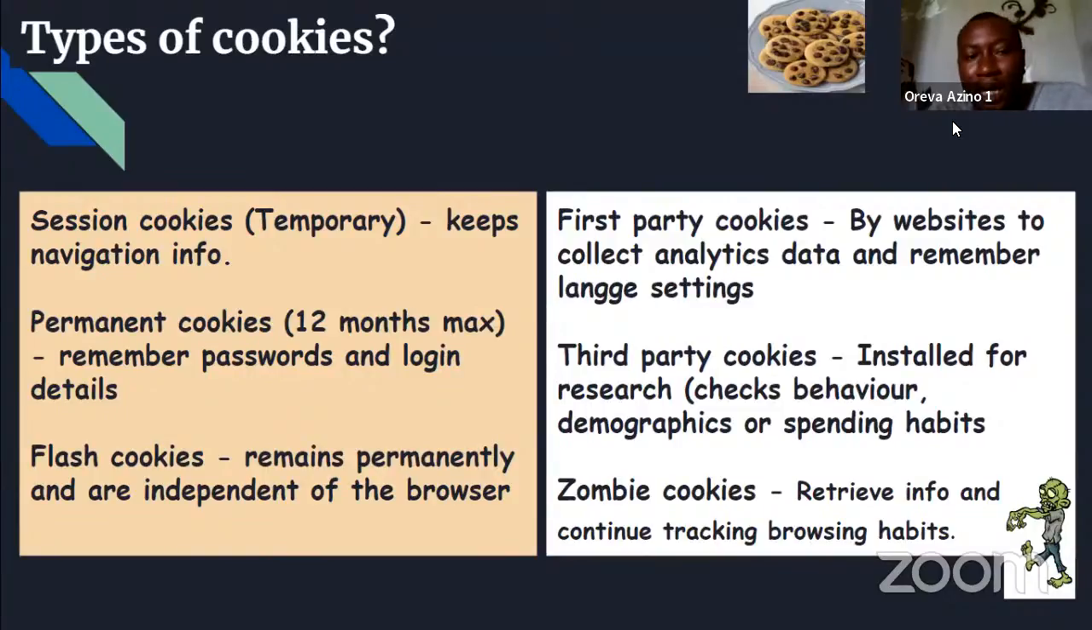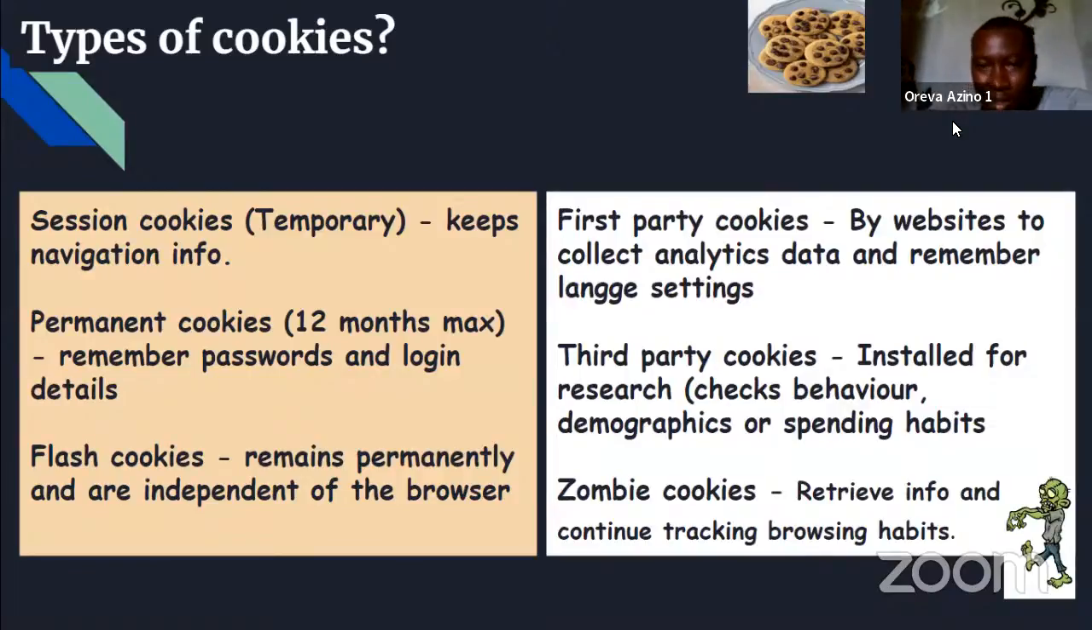Now, this may look like Google's way of storing your passwords and login details. This is very different from what Google does. Most websites use cookies like this, but Google has a different approach to it. So it's not the same thing. Google doesn't use cookies. Then we have flash cookies, which remain permanently and are actually independent of the browser. They sit in your hard drive. That's where the flash cookies are. So you don't see it from the browser. You can access it from the browser actually, but it doesn't stay on the browser. Each browser has a particular memory allocated for it.